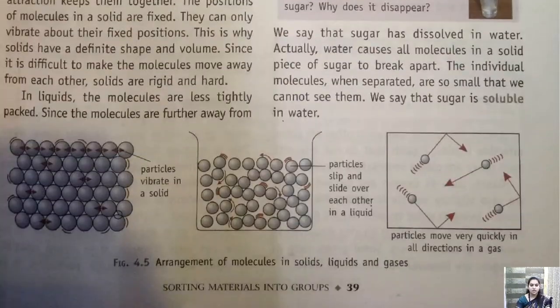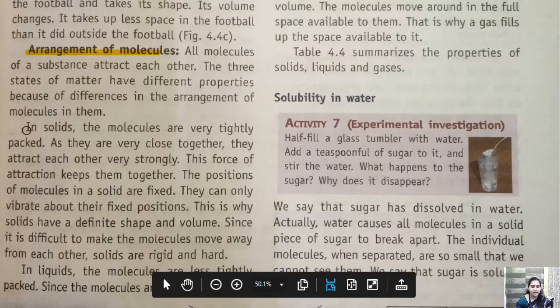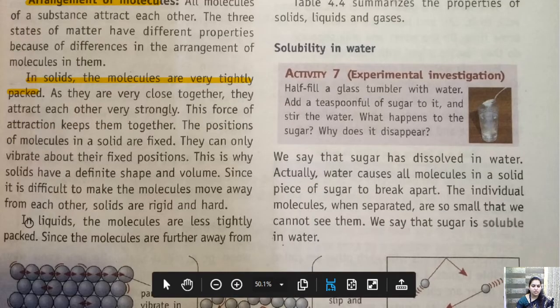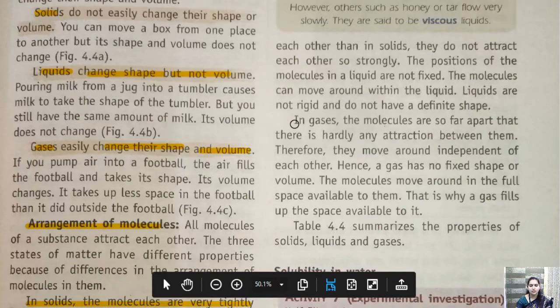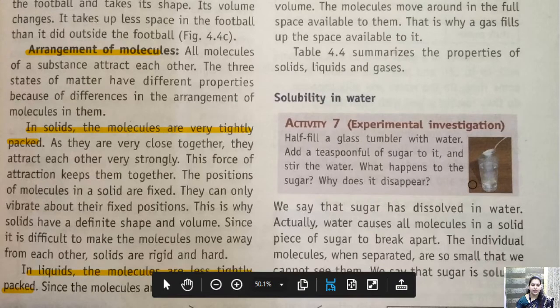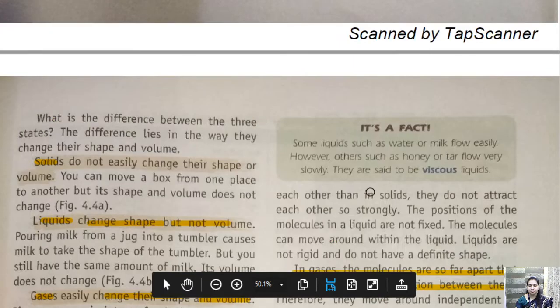Now what are the arrangements? So please underline these lines. In solid, molecules are very tightly packed. In liquid, the molecules are less tightly packed. In gases, the molecules are so far apart that there is hardly any attraction between them. So these lines are important, kids. And the rest you know, that it has a fixed shape and a definite volume. So this is important here, definite shape and definite volume.